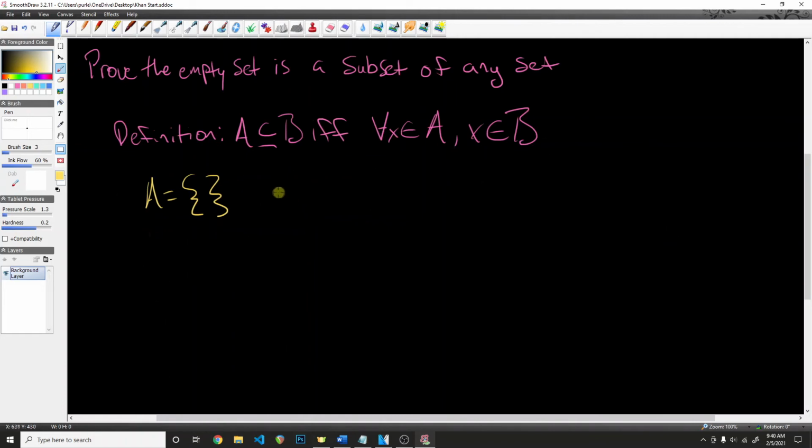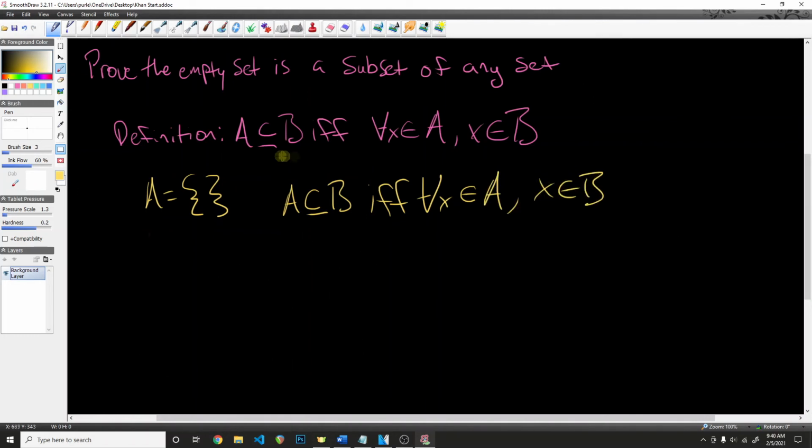Another way to prove this is to say that, based on our definition, we know that A is a subset of B if and only if for all elements X which are members of A, that element is a member of B. Really just copying what we have right here. And because A is the empty set, we can state that for all elements X that are members of A, X is in fact a member of B, because essentially there are no elements to check.